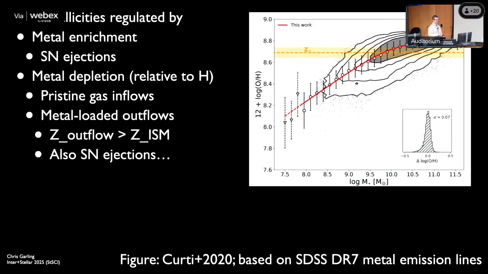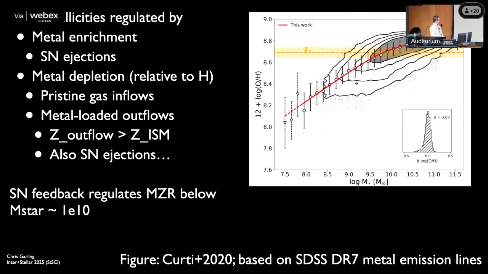And so in these low-mass galaxies, I think it's on the next slide. Right, so in these low-mass galaxies, the dark matter halo potentials are also lower. And so the supernova can actually drive outflows that are not only loaded with hydrogen, but they're also loaded with metals to a higher degree than the ISM. And so this reduces the efficiency by which you're actually able to enrich the ISM through these star formation processes.